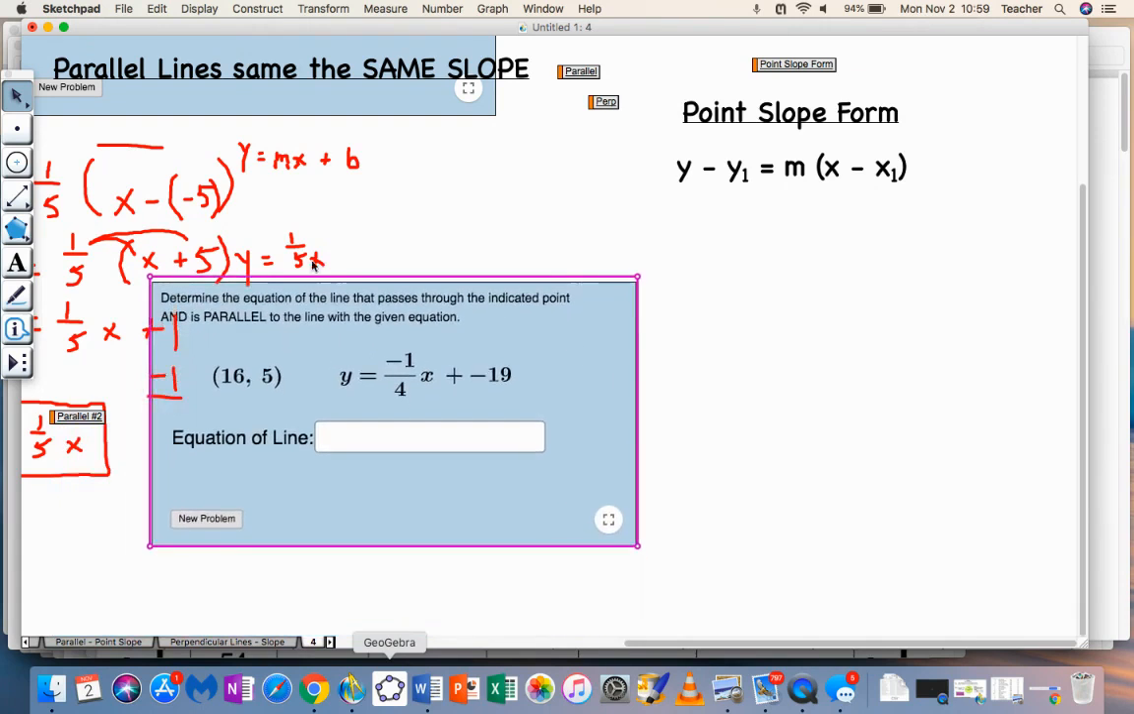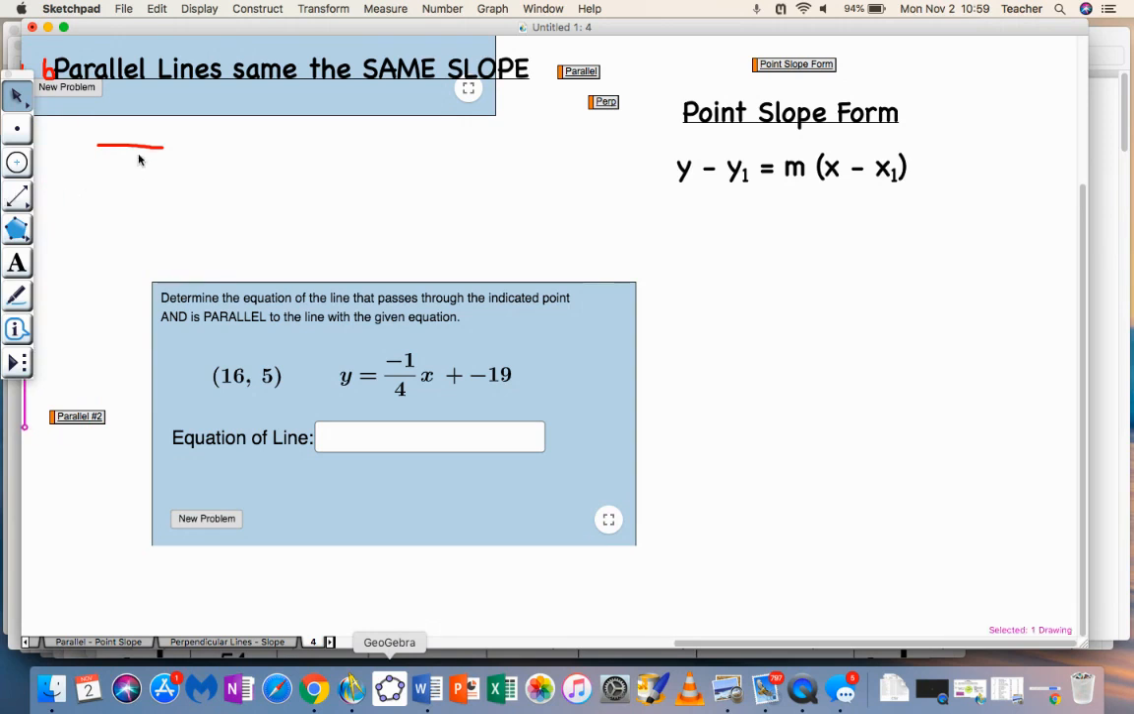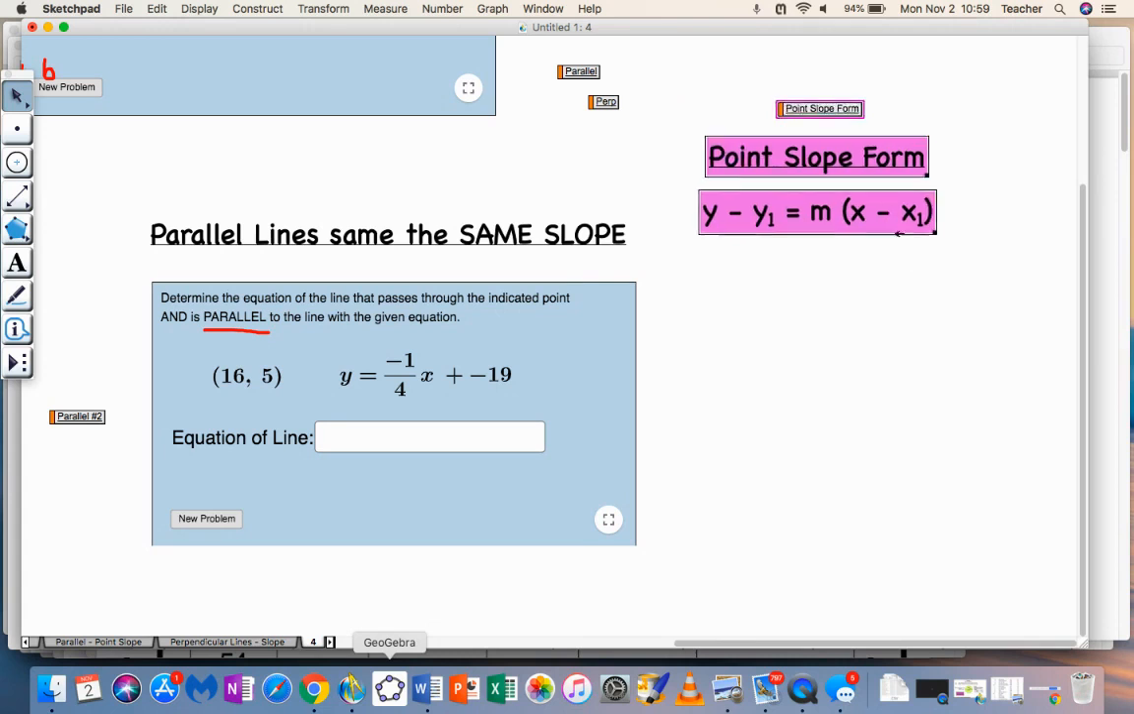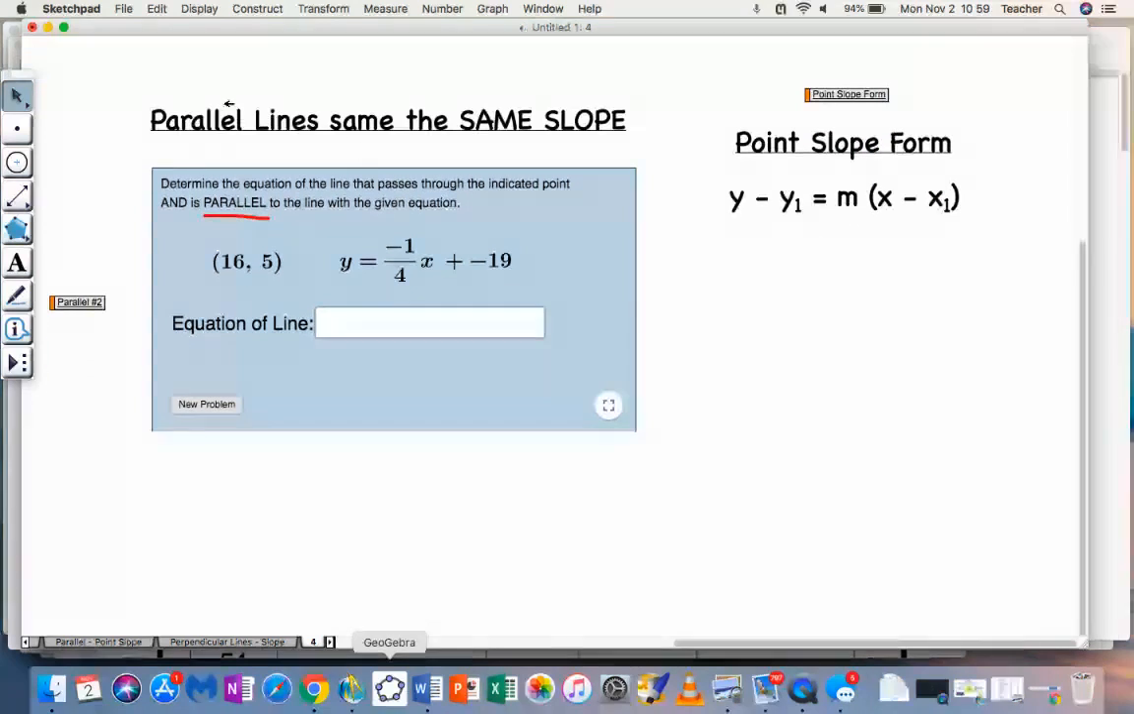All right, so if I have this, again, your first question is, what am I dealing with? Well, I'm dealing with parallel again. So that tells me same slope. So I know it starts with -1/4 x. So I know my equation, whatever I'm going to type in here, is going to start with this because of the y equals mx plus b, and that m is the slope. I know it's going to start with that.